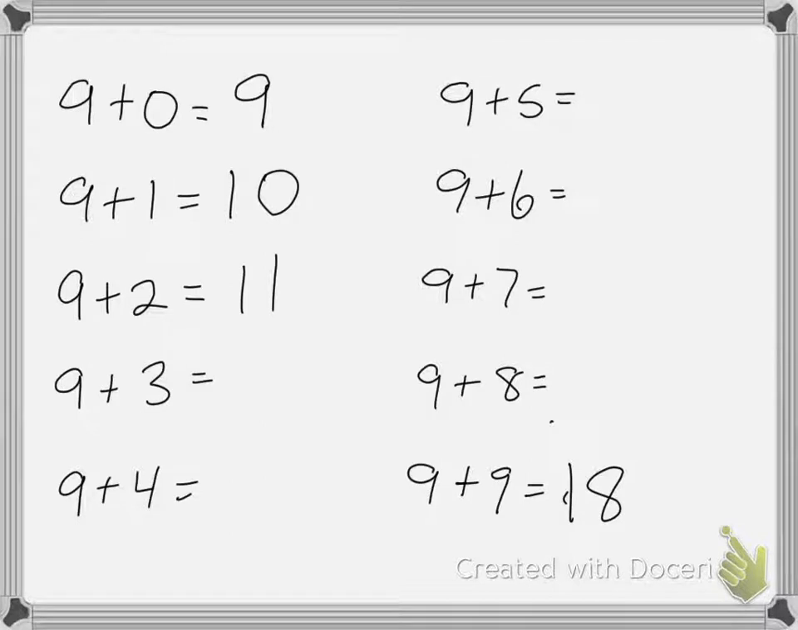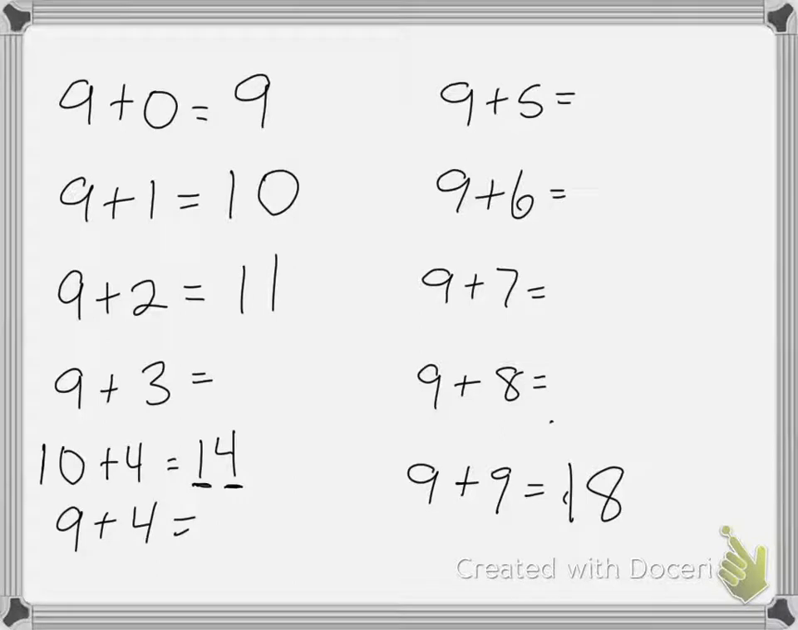All right, so we call these the adding 9 facts because, of course, one of the addends is always 9. So we can use what we learned about adding 10 to a number to help us find the answer when we add 9. So here I have 9 plus 4, but let's think what 10 plus 4 is. 10 plus 4 we know is 14. I just put a 1 in the tens place and keep the ones place the same.